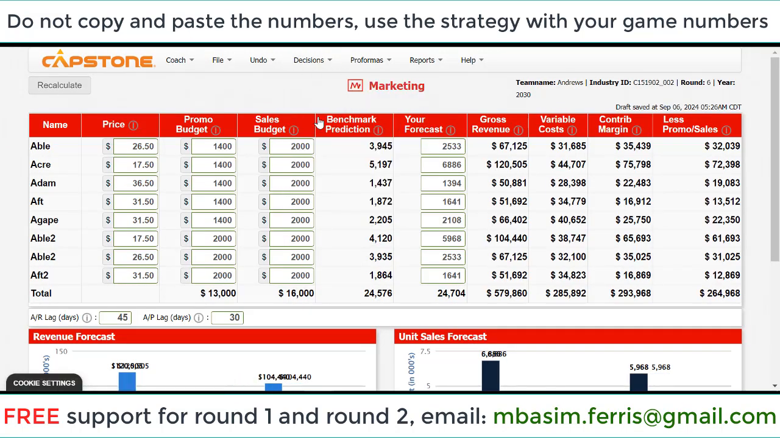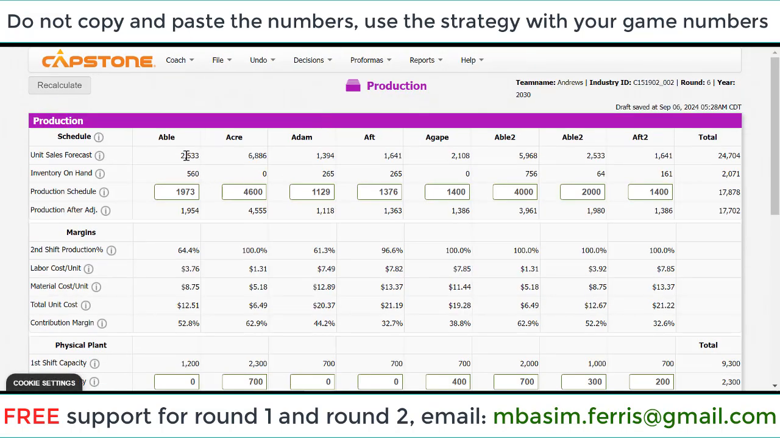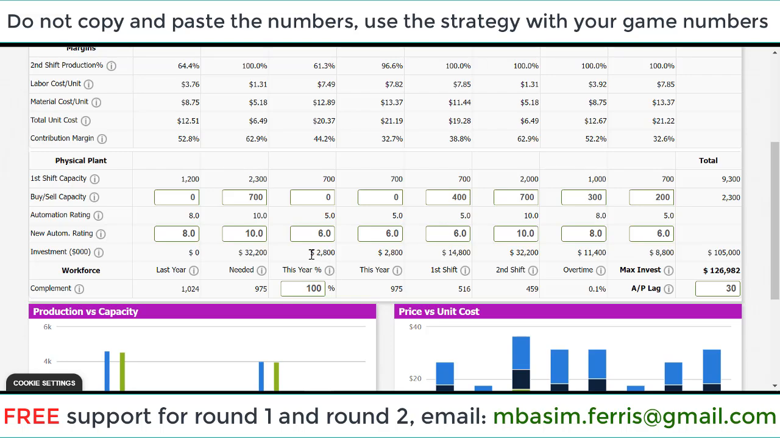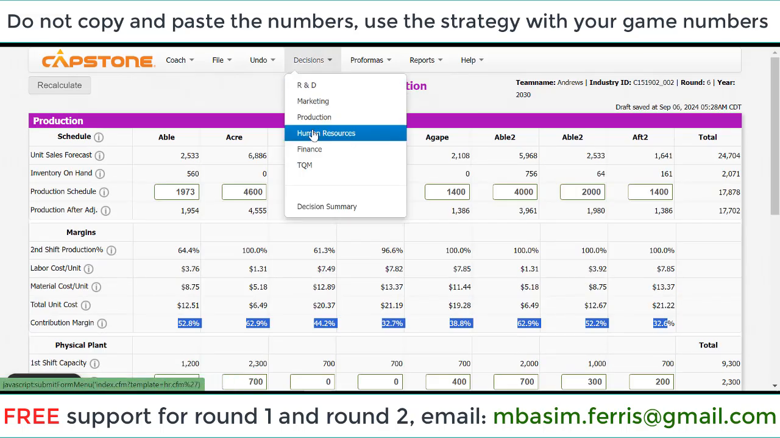Then we move to production, right? For the production decision, we have the sales forecast here, deduct inventories here, we have the production schedule here, and we input it into the game. Now for round 6, we increase automation to 6 for the high end, performance and size. For traditional we keep 8, low end we keep 10, the others we keep around 6. That's most optimal. We see the contribution margin here, right?